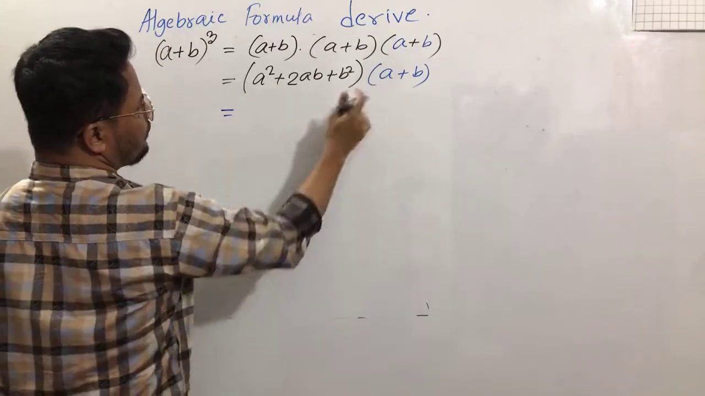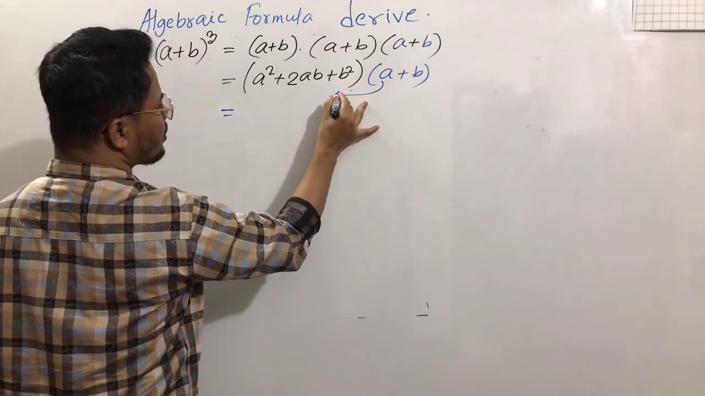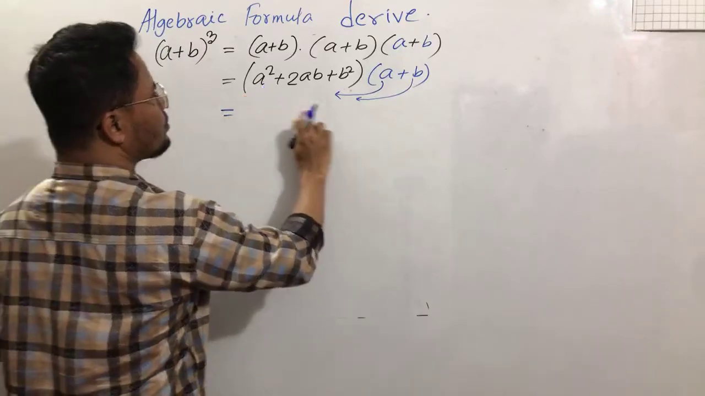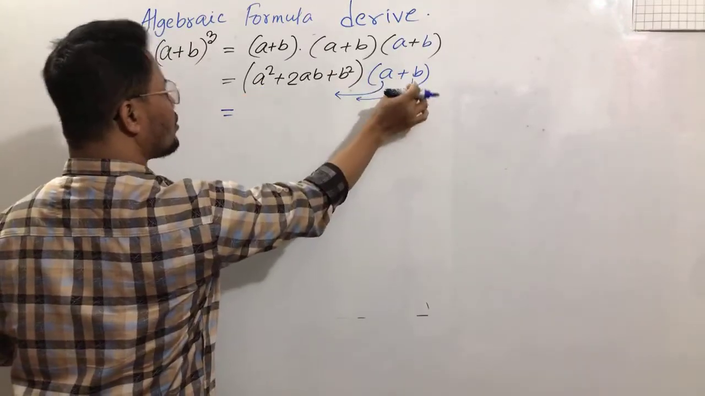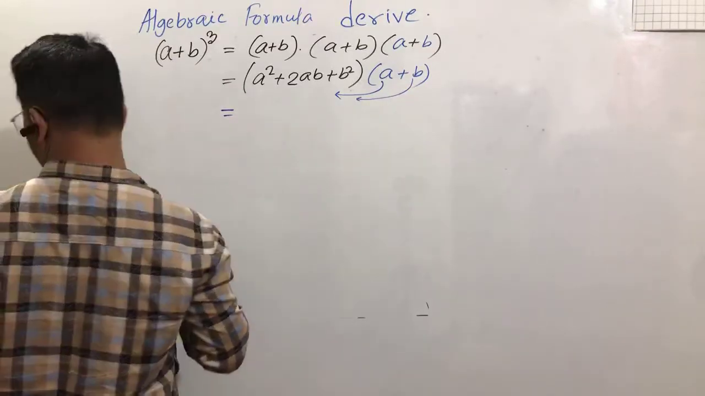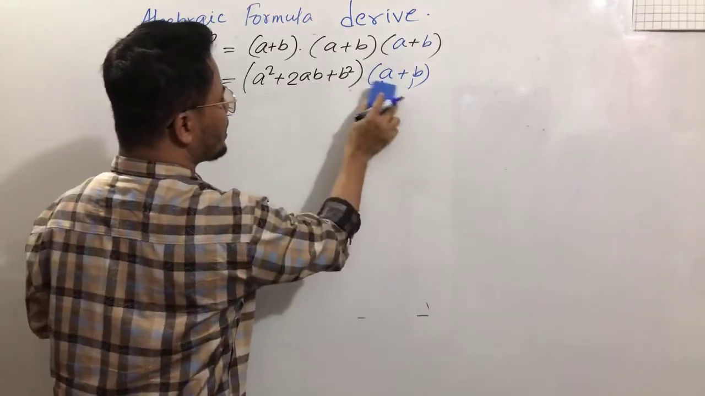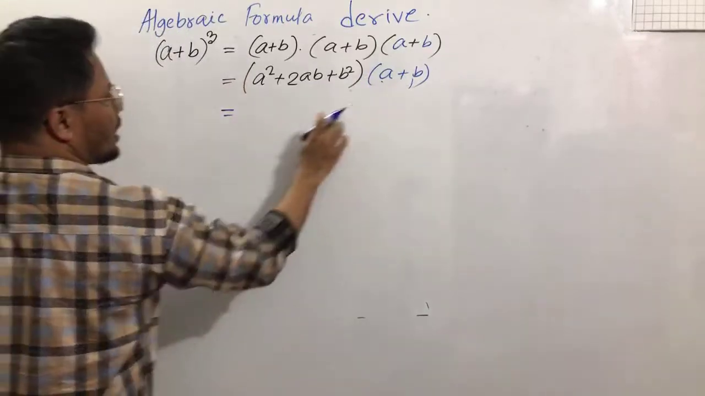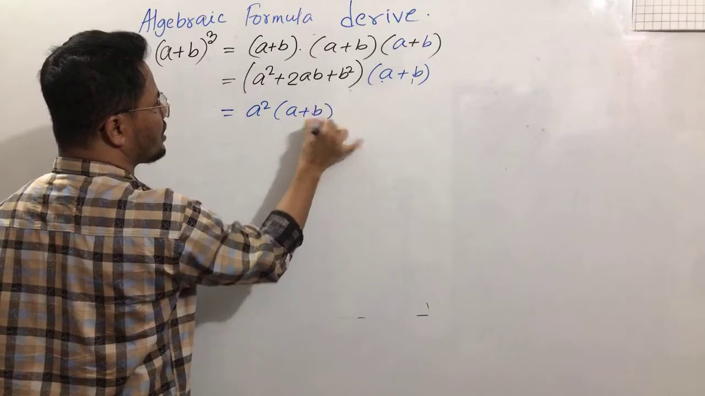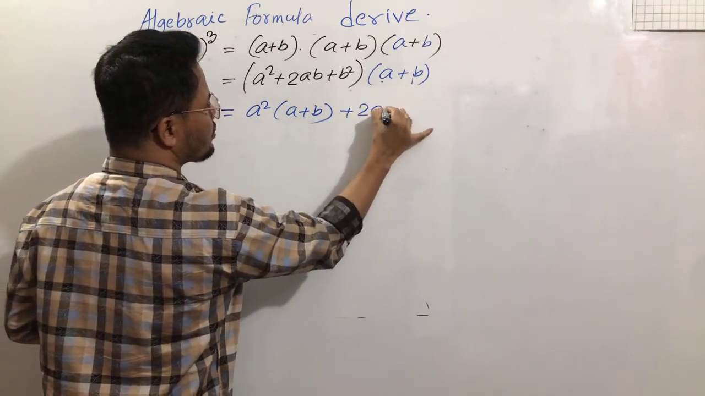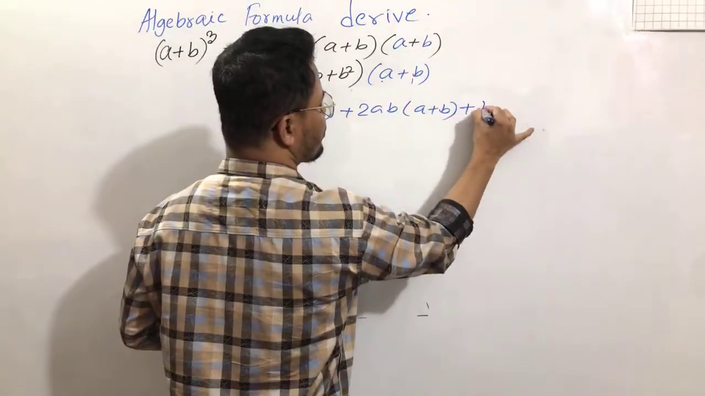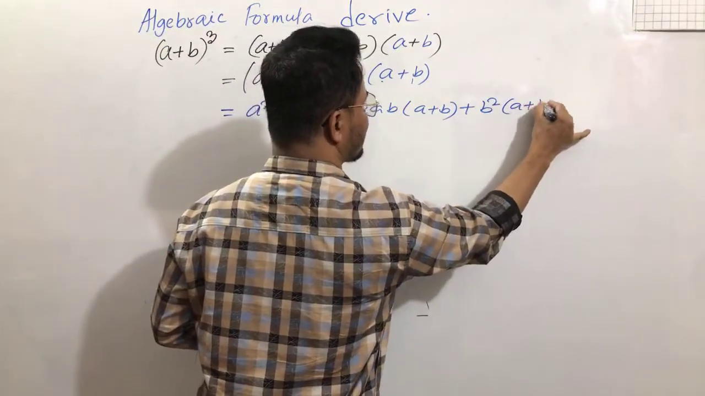Okay, now we multiply with this, first with A and then with B. Or you can start from the left side to the right side, or the right side to the left side. In both ways you can start the multiplication. If we start from the left side, what will be here? A square multiplied with A plus B, then plus twice AB multiplied with A plus B, then plus B square multiplied with A plus B.